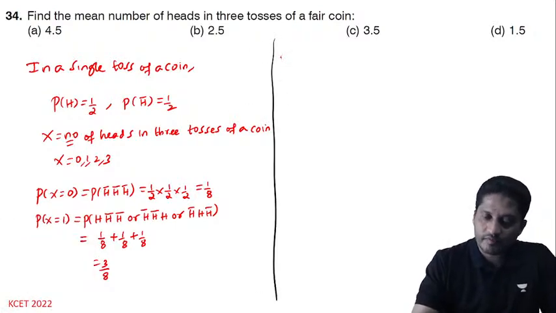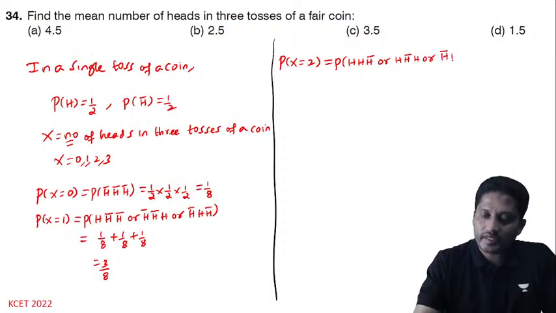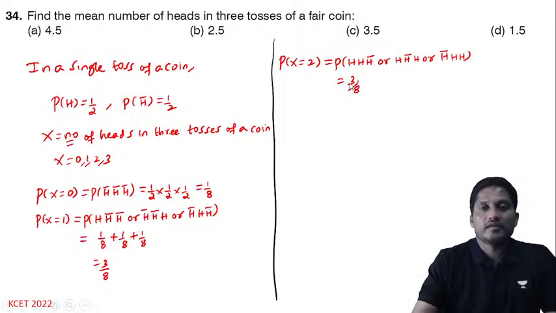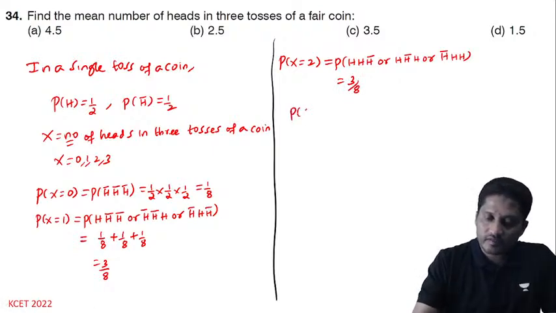Okay, now similarly P of X is equal to 2. P of X is equal to 2 is equal to P of H, H and H bar. Or it will be equal to H, H bar and H. Or it will be equal to H bar, H and H. If you simplify all, you will get 3 by 8. Now probability of X is equal to 3 will be equal to H, H and H, which is equal to 1 by 8.